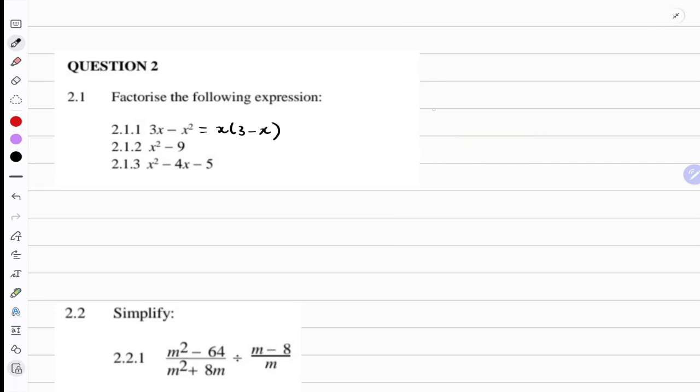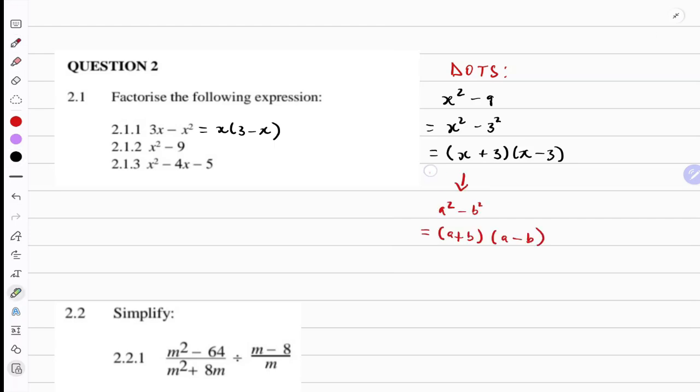And for 2.1.2, we've got x squared minus 9. You'll notice we have a square number, so we need to apply the difference of 2 squares. This can be written as x squared minus 3 squared, and this is x plus 3, x minus 3. And this comes from the identity a squared minus b squared is the factors a plus b and a minus b.